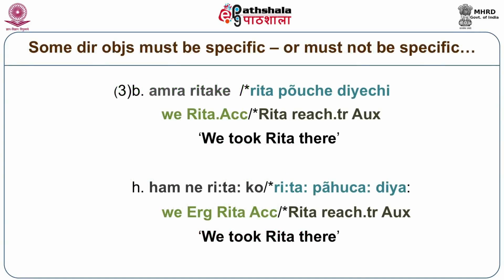When you go to sentence 3, in Hindi you say Hamne Rita ko pahuncha diya, we took Rita there. You cannot say Hamne Rita pahuncha di, where Rita would not have a case marker. Likewise in Bangla, you get Amra Rita ke pouchhe diyechi for the same meaning. We cannot say Amra Rita pouchhe diyechi.